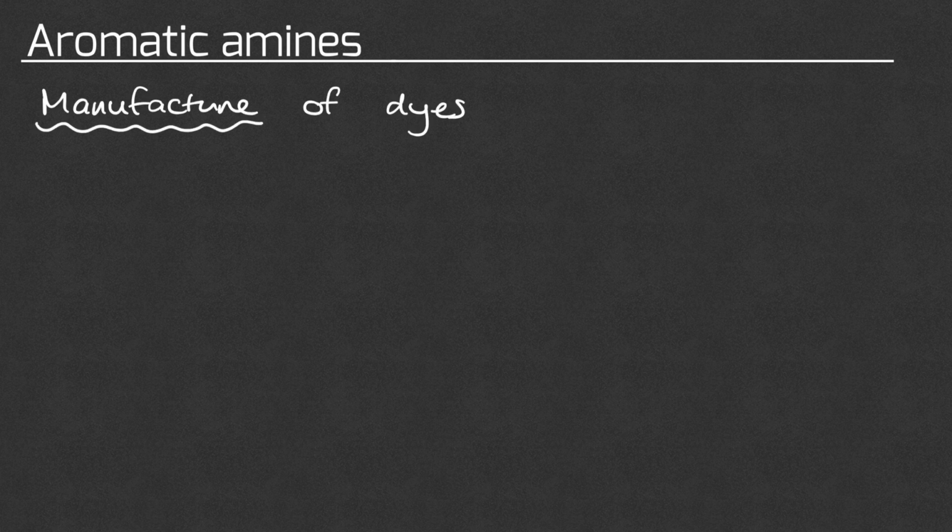We're now going to look at aromatic amines. So aromatic amines are amines with a benzene ring attached. You need to know what the use of aromatic amines are, and they're used in the manufacture of dyes for things like clothes. Be really careful to make sure you say they're used in the manufacture of these products. They are not dyes themselves, they're just used as part of the wider process to produce dyes.